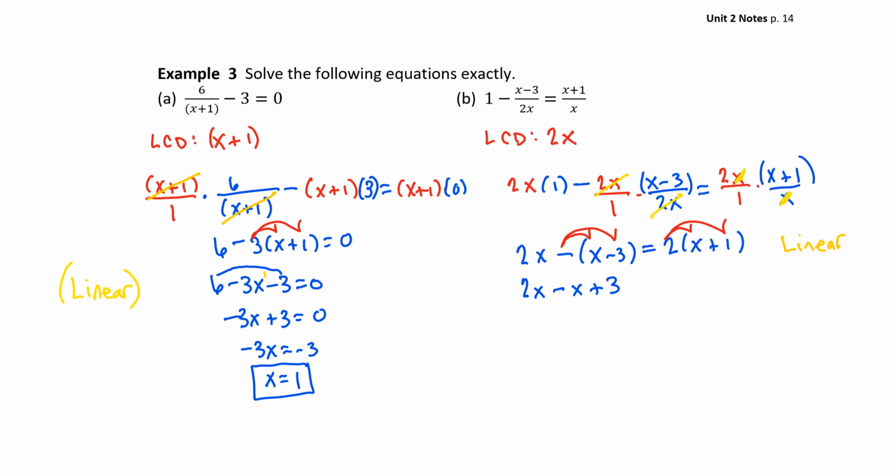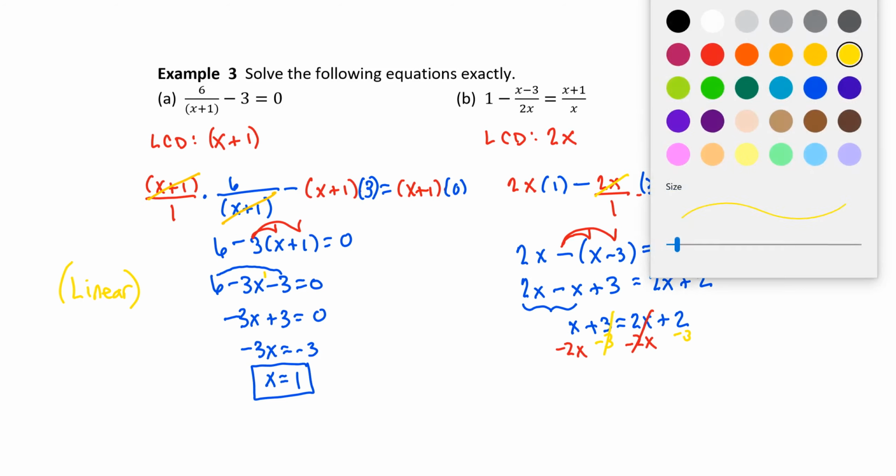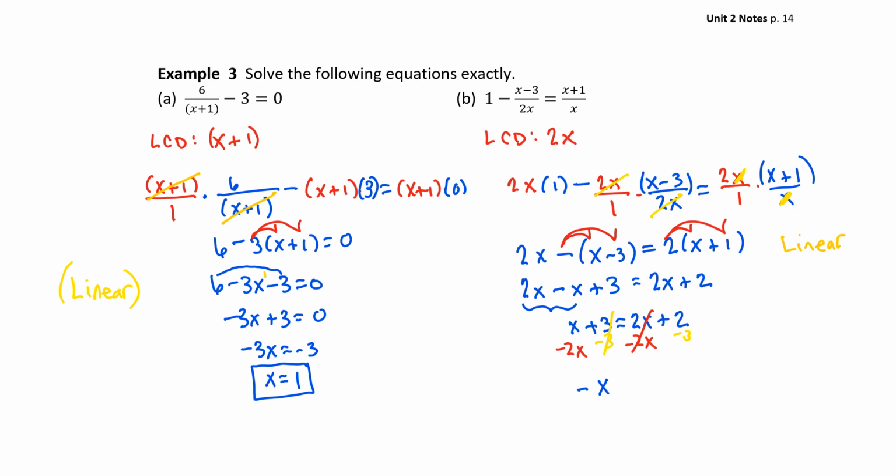So I'm going to distribute the negative here. We'll distribute the 2 on the right. Let's combine like terms on the left. 2x minus x is x. And now we're ready to start sorting our equation. We want to bring the variables to the left, so I'm going to subtract 2x from both sides. And let's bring our constants to the right, so I'm going to subtract 3 from both sides. And when we simplify, we get negative x equals negative 1.